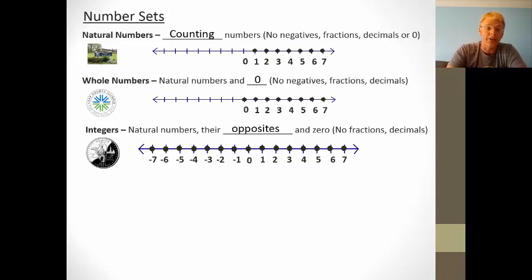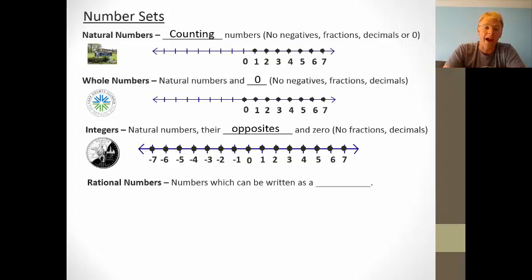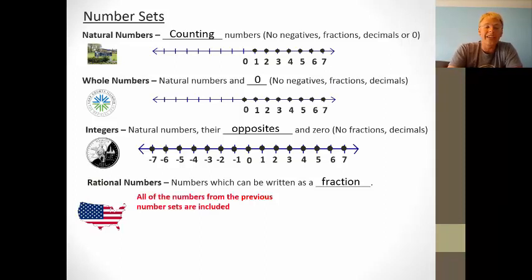So let's talk about the next number set, our rational numbers, right? Now we're actually going to start talking about numbers which can be written as a fraction, right? And the rational numbers here are like the United States. Well, you might be asking, how do we get all of the other number sets, the numbers from the other number sets, into the rational numbers if they're written as a fraction, right? None of those numbers with the points on the number lines up there look like fractions.